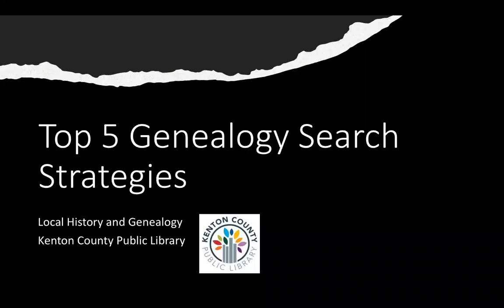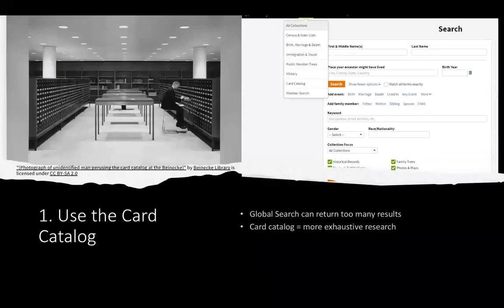Today I'm going to be talking about my top 5 genealogy search strategies. The first one is to utilize the card catalog to make the most out of your searches. The card catalog allows you to perform more exhaustive research by searching for and within specific record collections rather than a global search, which can bring back many results, but this can also make it more difficult to sift through when looking for a particular record.